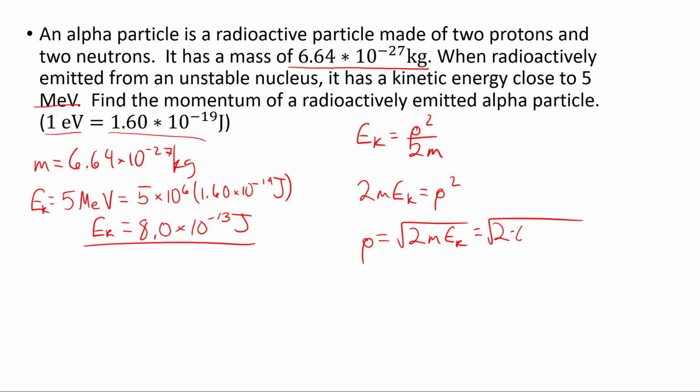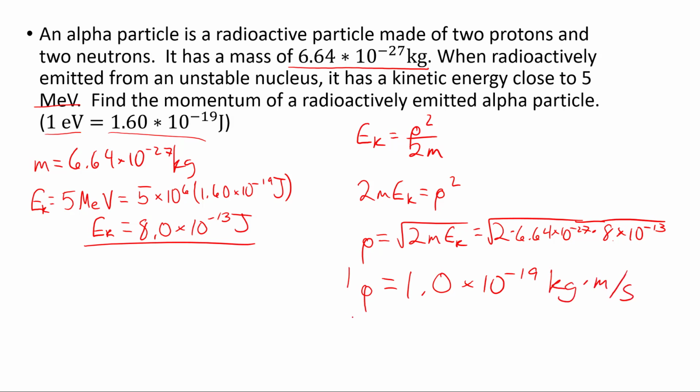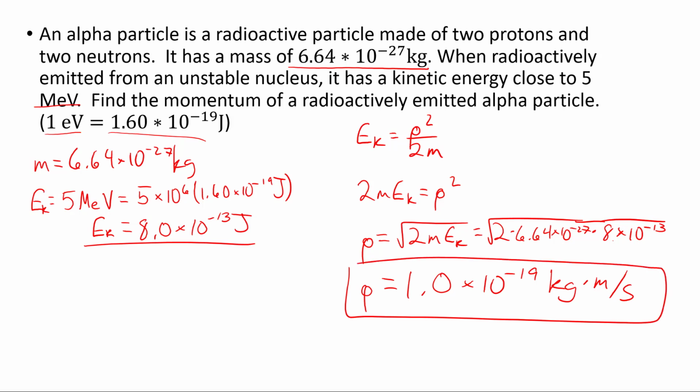2 times 6.64 times 10 to the minus 27 times 8 times 10 to the minus 13. I'm going to do the units at the end because they're all in base SI. I get my momentum equal to 1.0 times 10 to the minus 19, and the units are going to be kilograms meters per second. It's a tiny particle. It has a very small momentum. It also has a very small mass and a very small energy.